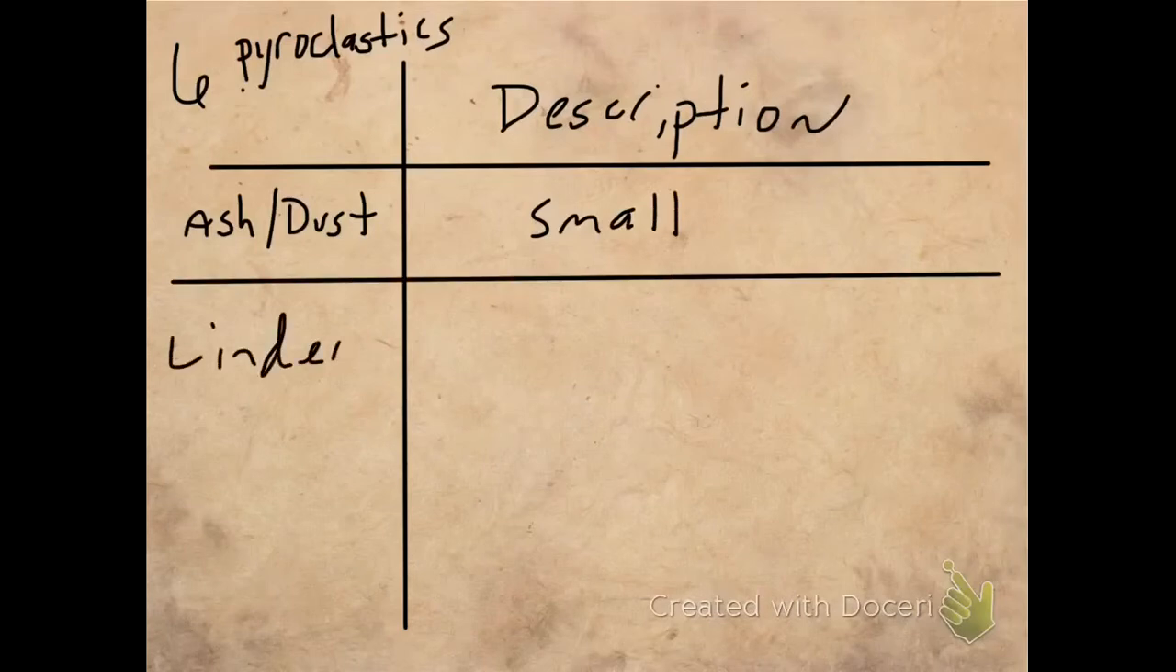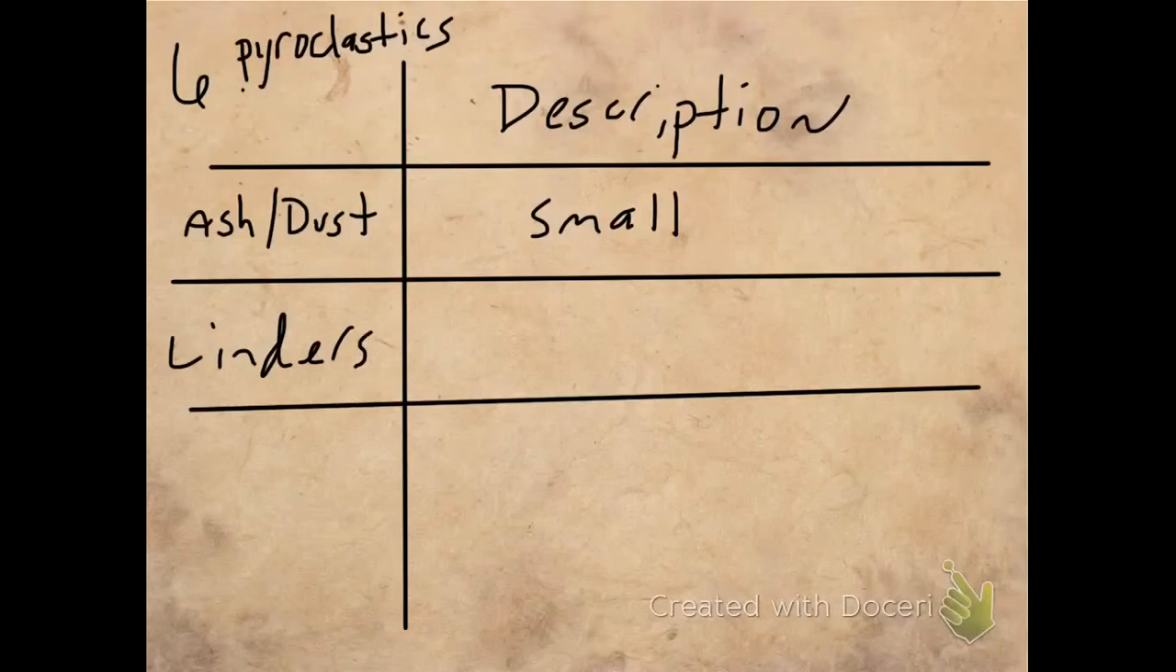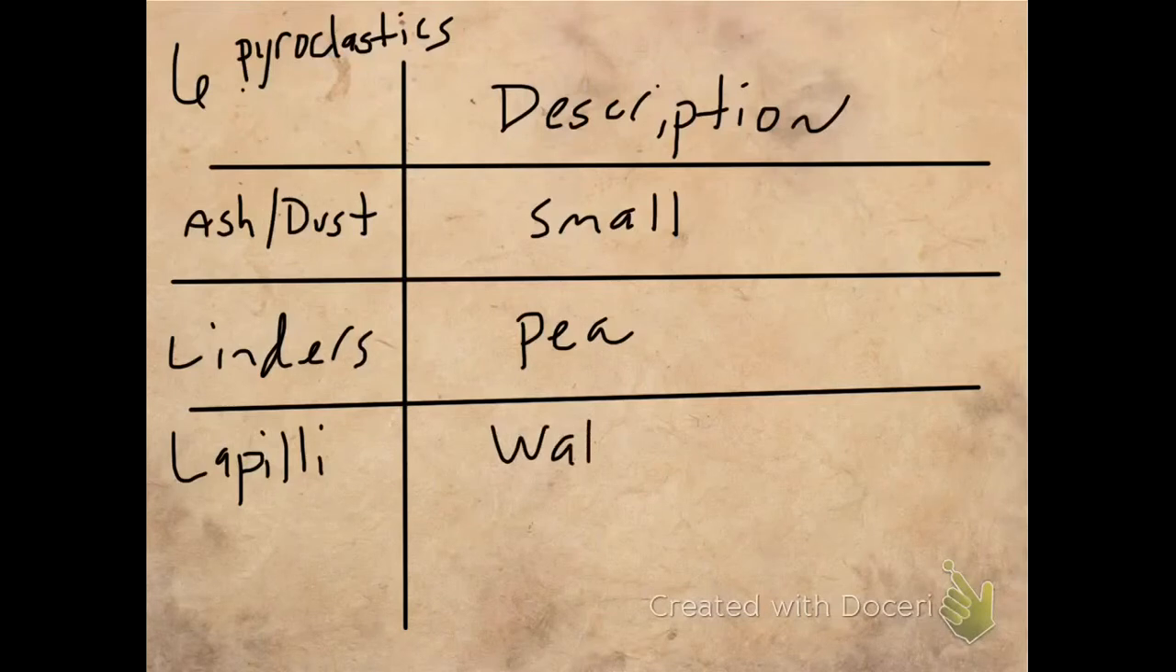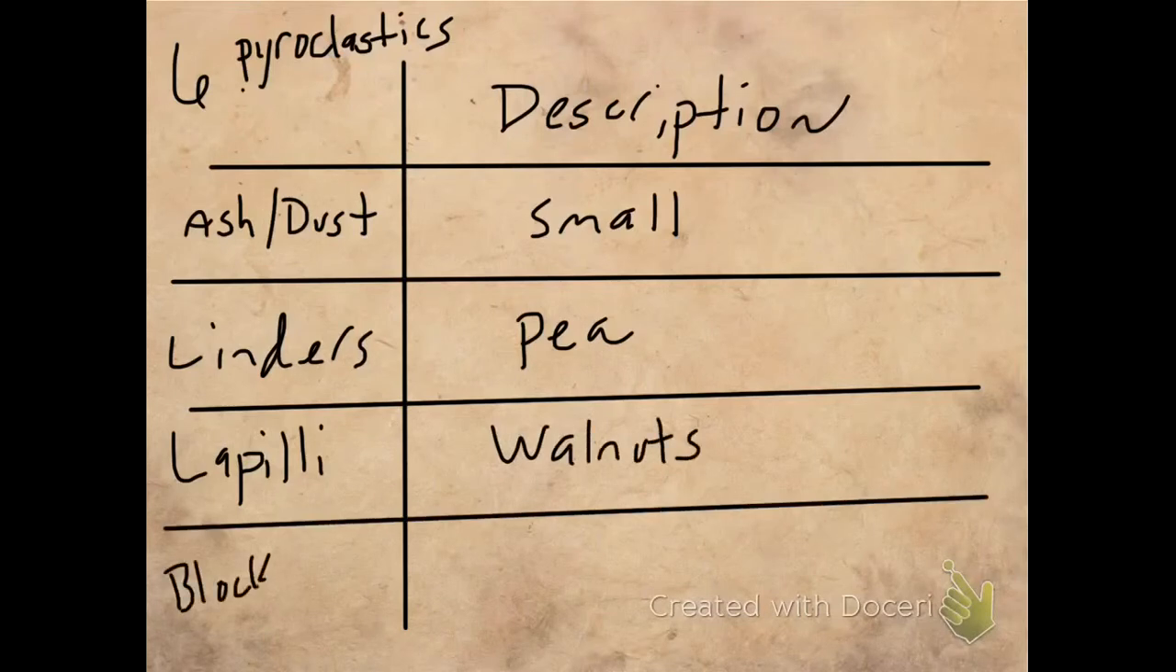Next we have cinders, and that is a C. Okay, cinders are about the size of a pea. Next we have lapilli. Lapilli is the size of what? Okay, I wrote walnut. And then finally we're going to have the blocks and the bombs. Are they big chunks or little chunks? Okay, they are rather large. And I think on this slide somebody's bored.